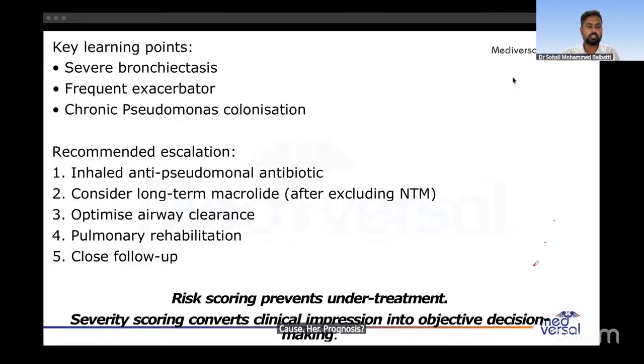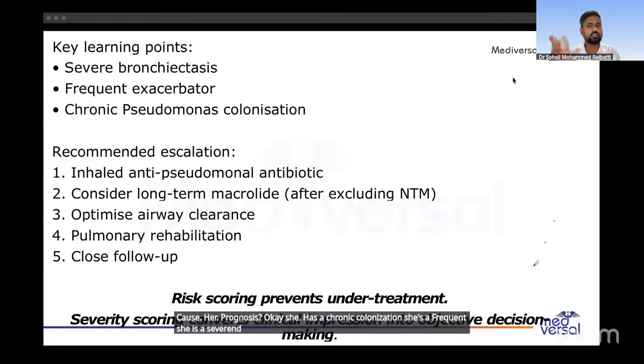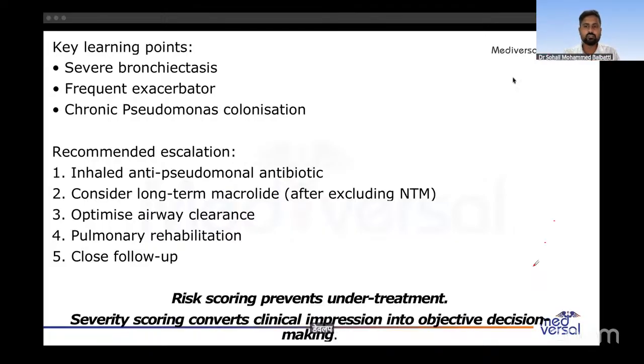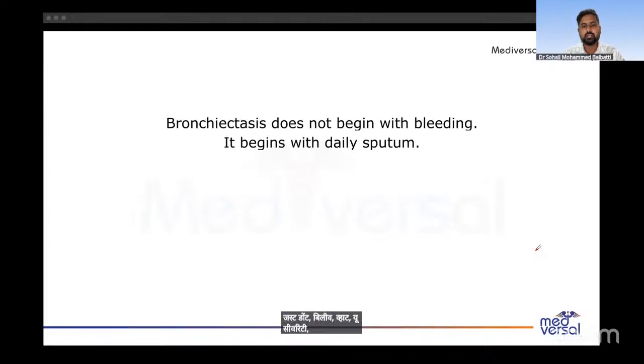Okay, she has a chronic colonization, she is a frequent exacerbator, she has severe bronchiectasis. So right now, she may not have any symptoms, but she will develop them and she will progress very badly. That's why we are going to assess the severity, and that severity scoring converts the clinical impression into objective decision making. That is why I am going to tell you, just don't believe what you see. You have to assess, you have to score the severity, and then you have to take a treatment action plan.